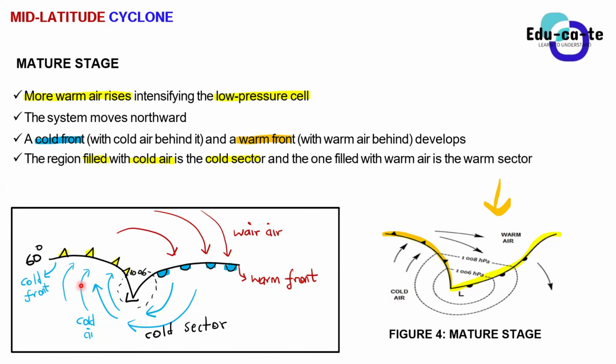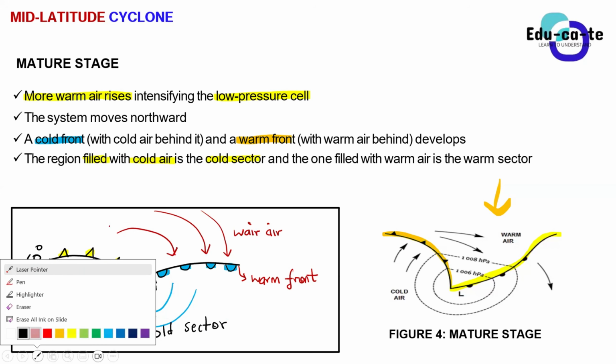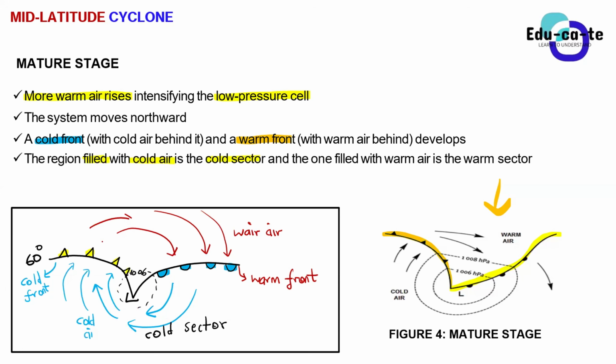This is a cold sector because it is filled with cold air. And then the other side is known as the warm sector. So this place that is filled with some warm air is known as the warm sector. So this place that has got warm air, it is known as the what? The warm sector. This whole region, the entire place is known as the warm sector. So do you see that?